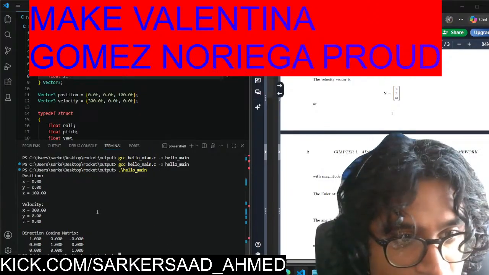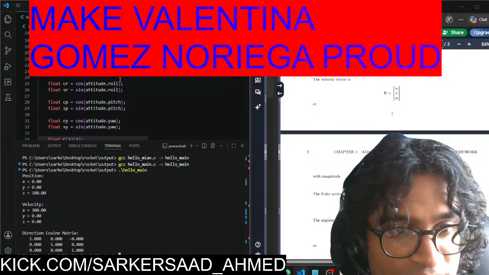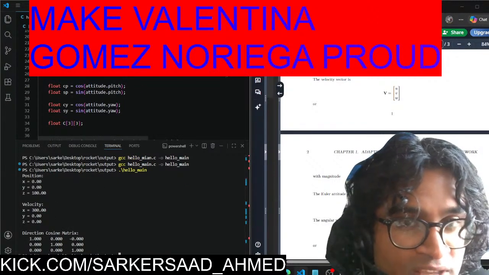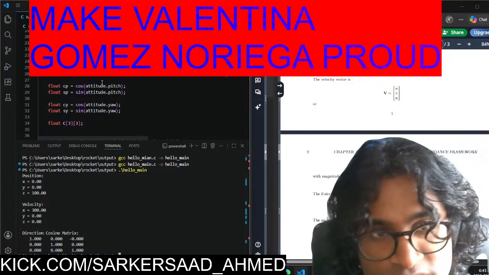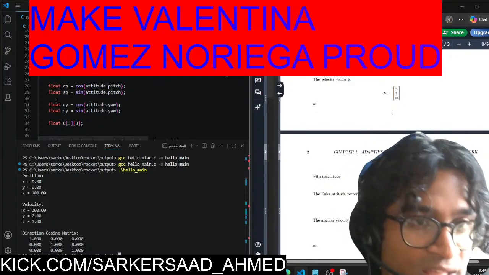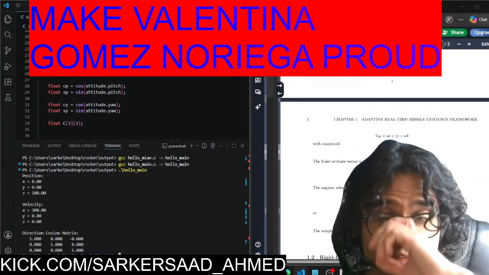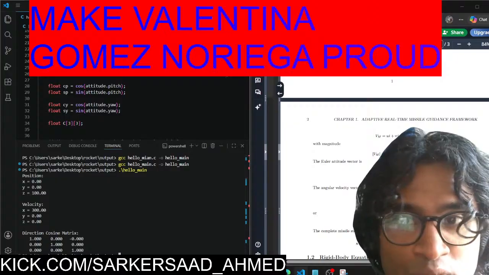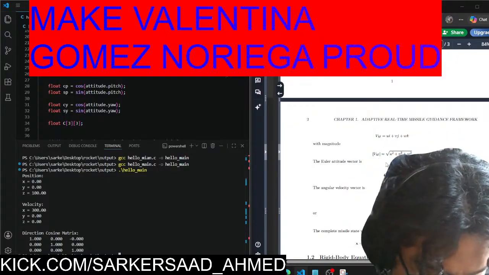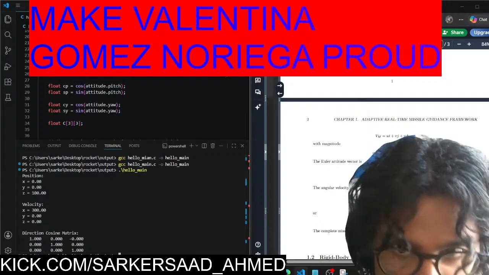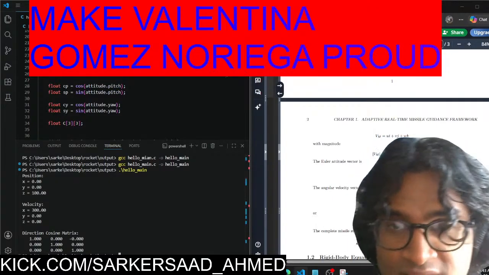Hello main. So obviously we get the position, we get the velocity, we get the directional cosine matrix, because that's the cosine and sine in correlation to the roll, cosine and sine in correlation to the pitch, same thing, and then the cosine and sine in correlation to the yaw angle. And so now we're going to have the velocity in correlation to uI plus vJ plus wK.